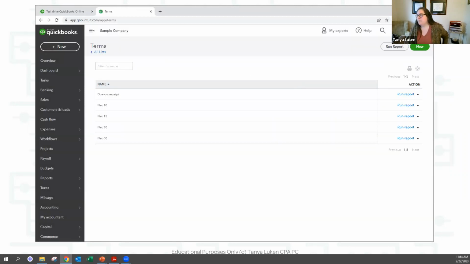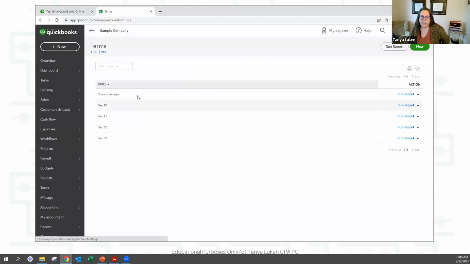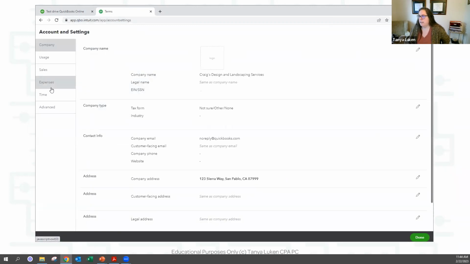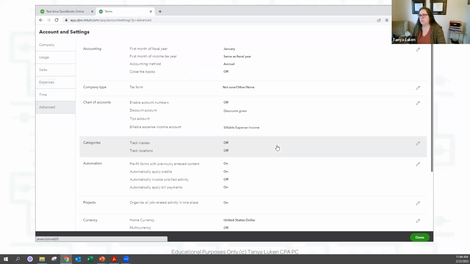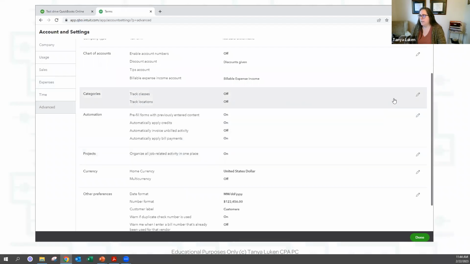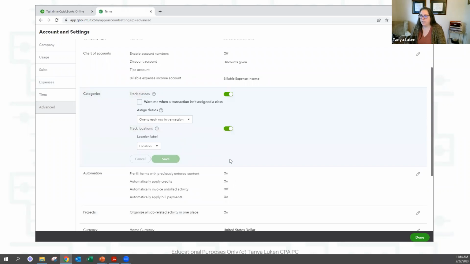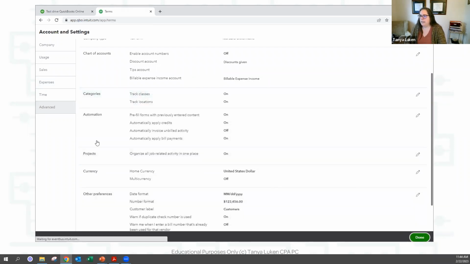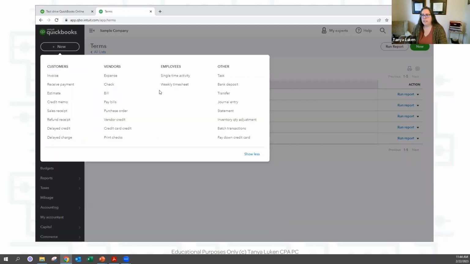Okay. The one thing that I wanted to show you real quick was class tracking and location tracking. So give me a second. I'm going to make sure it's turned on. I'm going to turn on classes and I'm going to turn on locations, and that was in the advanced settings. You remember I was telling you about my pizza parlor client? We have one class for every location. The reason I don't use locations is I'm going to show you.